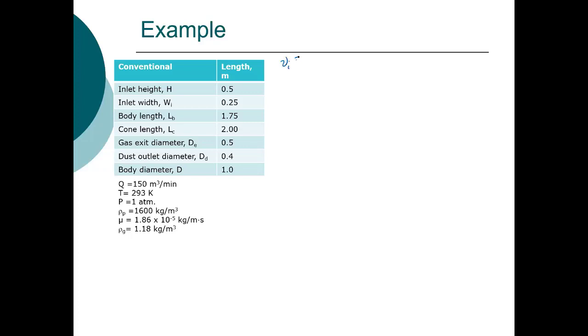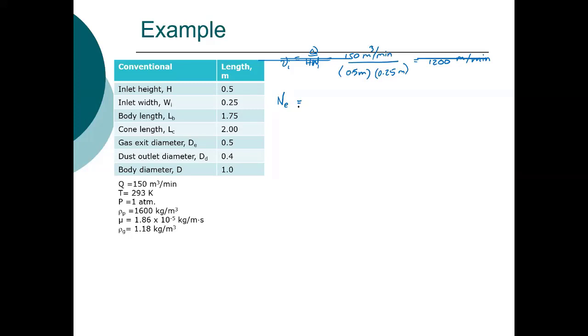So our inlet velocity is Q over HW, so the height times the width. And that is equal to 150 cubic meters per minute divided by the height, which is 0.5 meters, and times the width, which is 0.25 meters, and that is equal to 1,200 meters per minute.